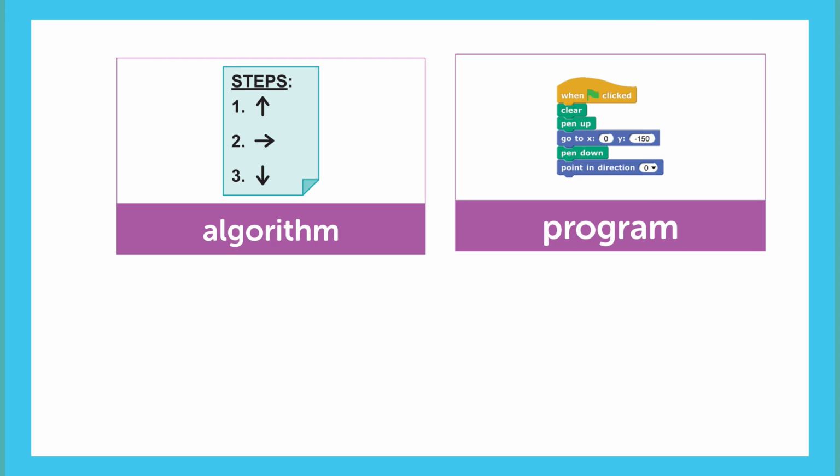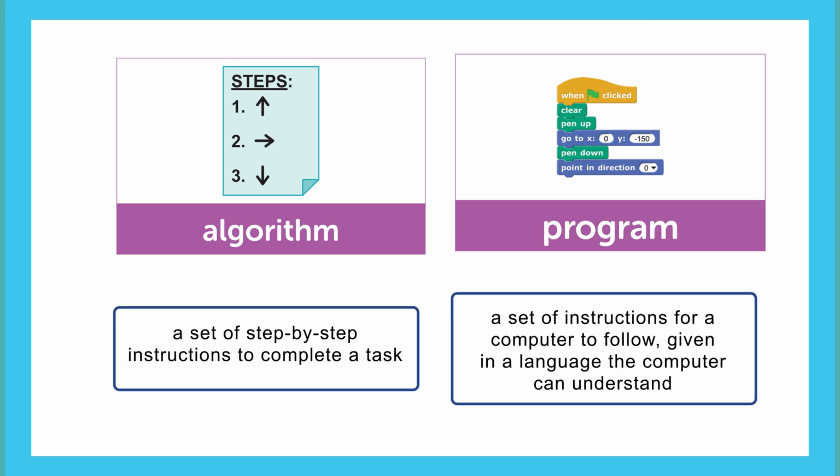A program is a set of instructions for a computer to follow, given in a language that the computer can understand. Computers can help us perform tasks efficiently and do them the same way every time, but they need well-written instructions to do so.